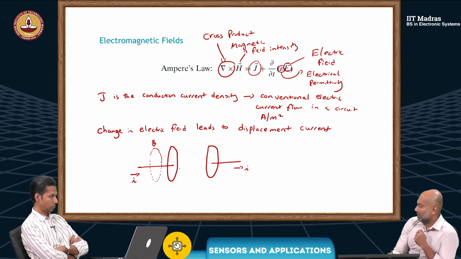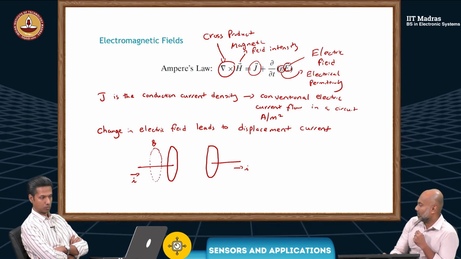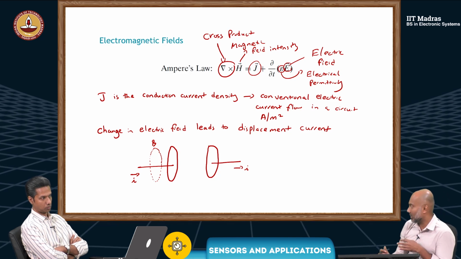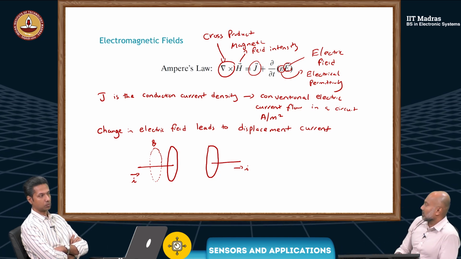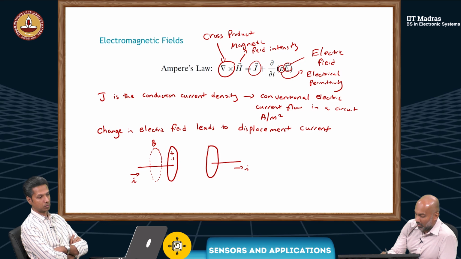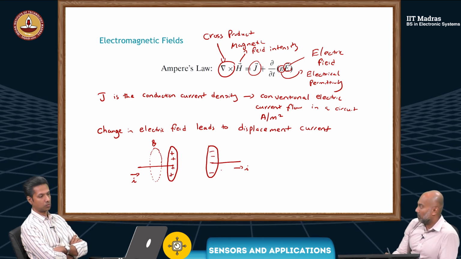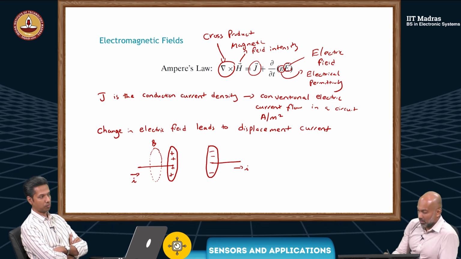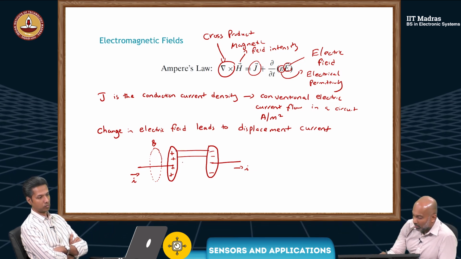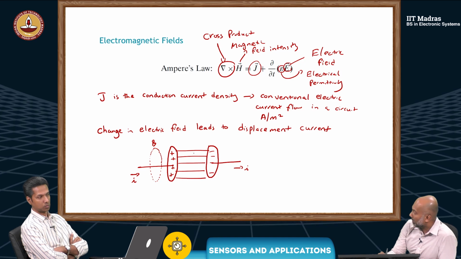Now, when you send a current here, if this is two plates of a capacitor, let's say a charging capacitor, what's going to happen afterward? When you charge the capacitor, they get charged, positive and negative. Yes, but then you also create some electric field there.